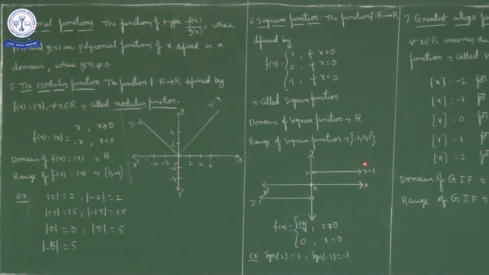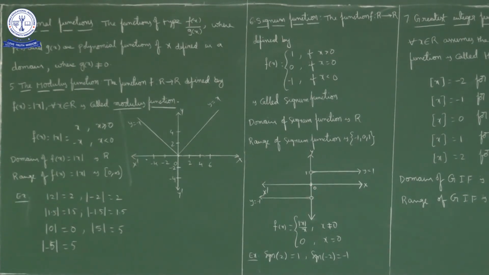The graph of the Signum function is like this. For 0, you get 0. For x positive, the y value is 1. For x negative, the y value is minus 1. Now here if you observe, for x positive we get y value as 1, for x negative y value minus 1, for x 0 y value 0.